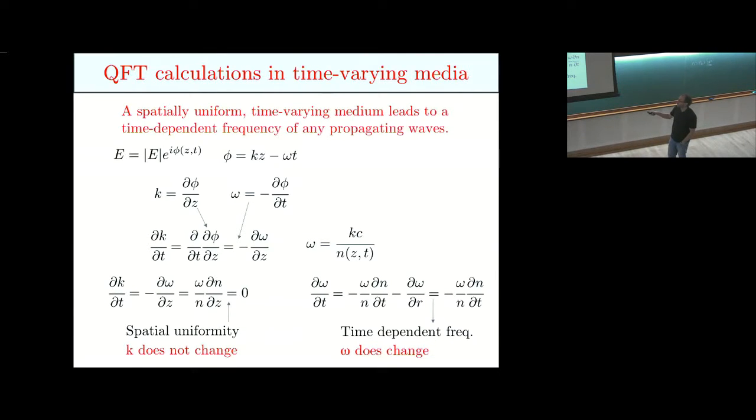If I do exactly the same calculation for dω/dt, I end up with this relation, minus ω/n times dn/dt. But this is precisely what I'm looking at. I have a dn/dt that's non-zero. So in other words, this leads to a time-dependent frequency, and omega does change. Okay?